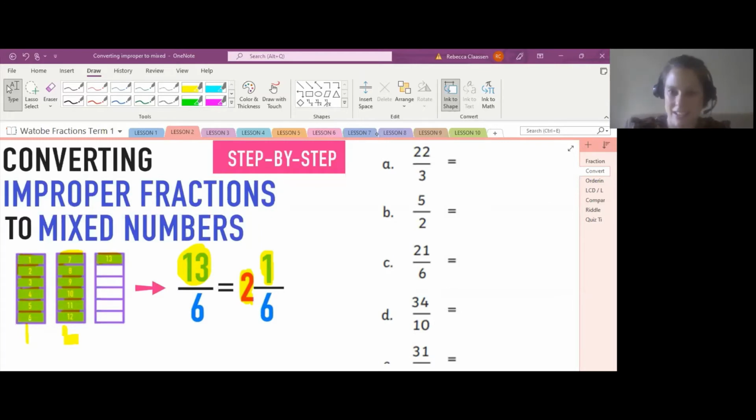22 divided by 3 is 7. Then there is 1 left, so that would be the numerator. So the answer is 7 and 1/3. Beautiful. Absolutely beautiful. Well done. Okay. Naomi, I'm going to pick on you next.